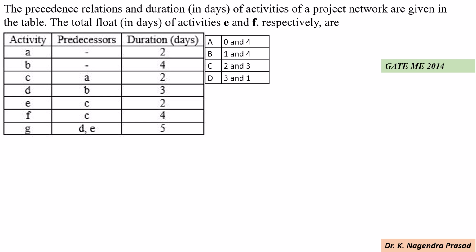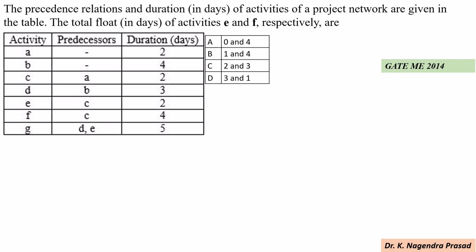Option A is 0 and 4. Option B is 1 and 4. Option C is 2 and 3. Option D is 3 and 1. So this problem is given in the GATE 2014.